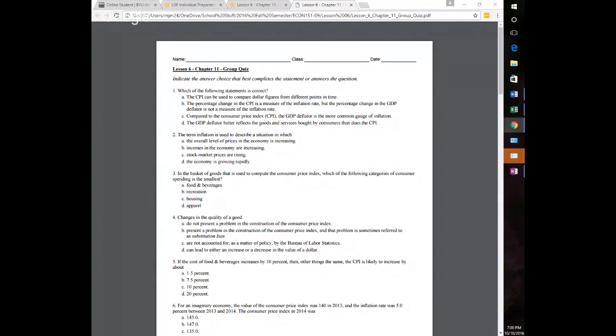Okay, I'll take 9. If the price index was 90 in year 1, 100 in year 2, and 95 in year 3, then the economy experienced, and I chose D, 11.1% inflation between years 1 and 2, and 5% deflation between years 2 and 3. Yes, that's what I got also. Me too.